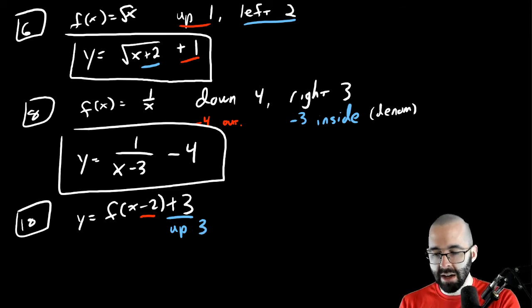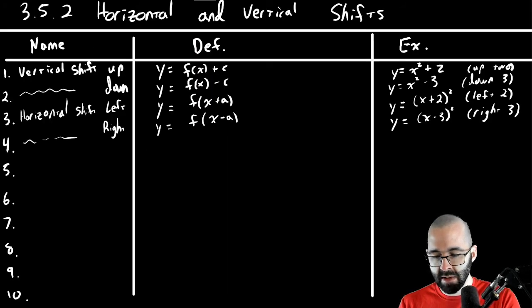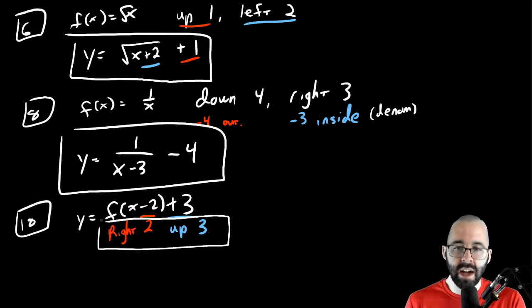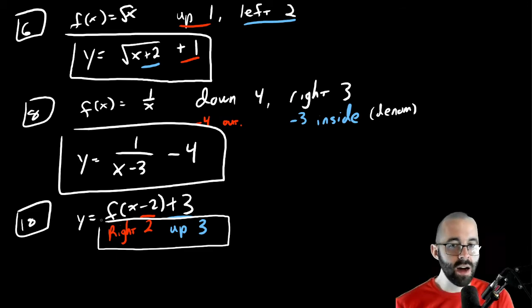Minus 2 on the inside, let's look at our table. Minus 2 on the inside means right 2. And that's our answer right there. This is what's happening to the original graph. It's moving right 2 units and up 3.